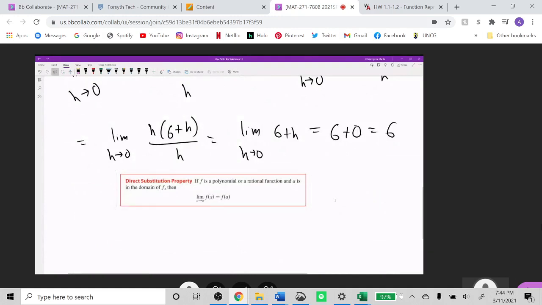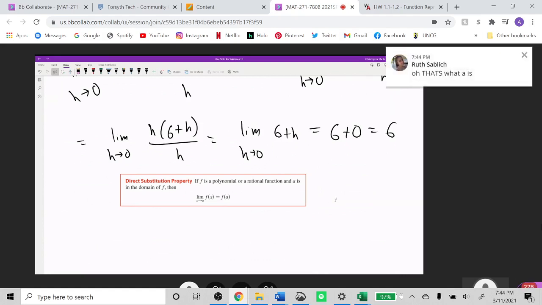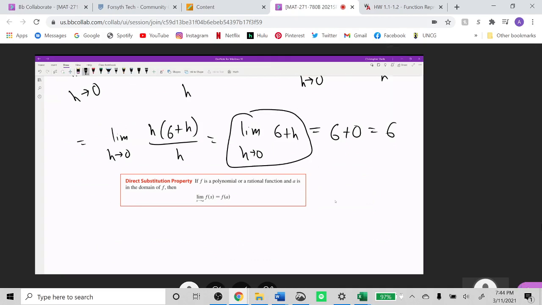If f is a polynomial or a rational function, and a is in the domain of f, then the limit of f of x as x approaches a is f of a. So I have a polynomial here, right? And a is in the domain of this, right? a is 0. 0 is in the domain of 6 plus h. So this limit is equal to the function value if I just plug that a in. Does that make sense?